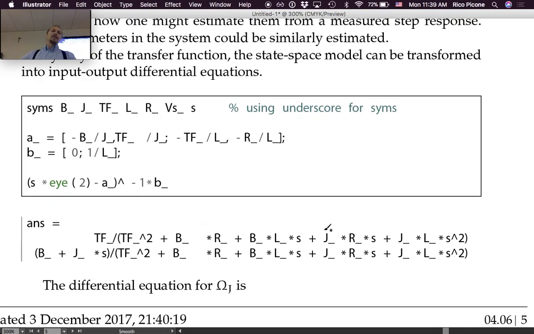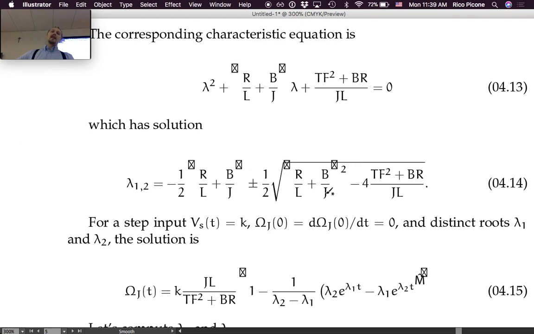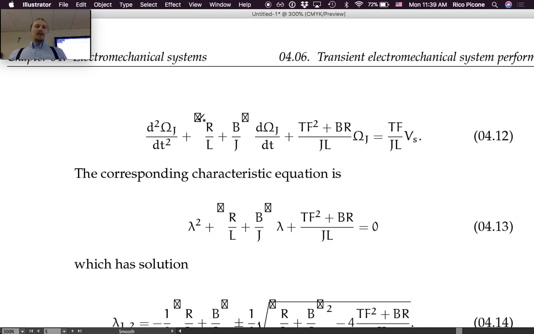You don't need to understand this part. I'm using symbolics to do this. But the differential equation for omega j is just this. So we just use the transfer function as a bridge to go from state space to our input-output differential equation. And we'll learn how to use that bridge. It's pretty easy to use, but you just don't understand the concepts that need to go into it yet. You will soon. So when you guys do your analysis for your labs, you can just use this equation 4.12.